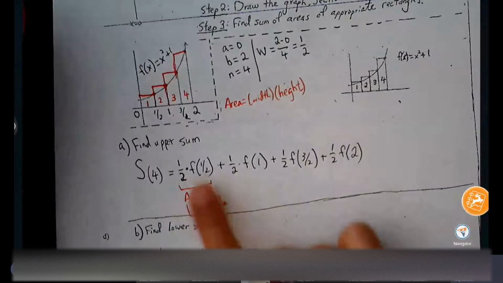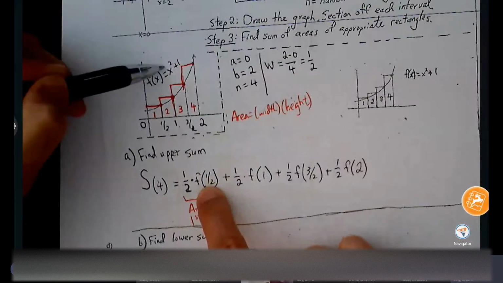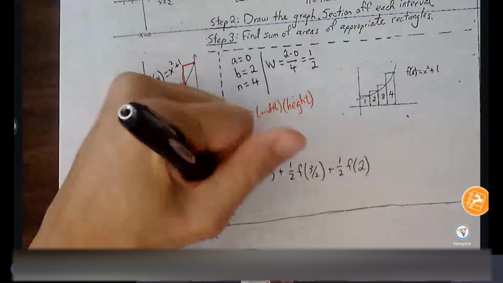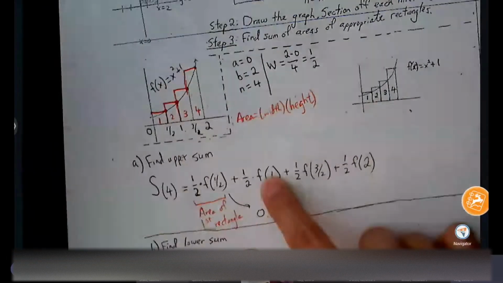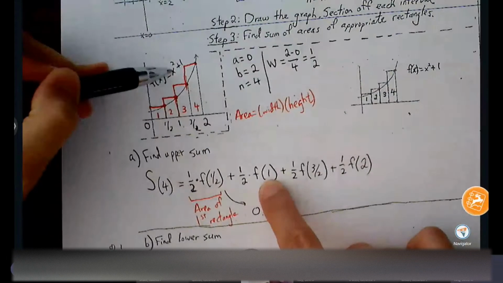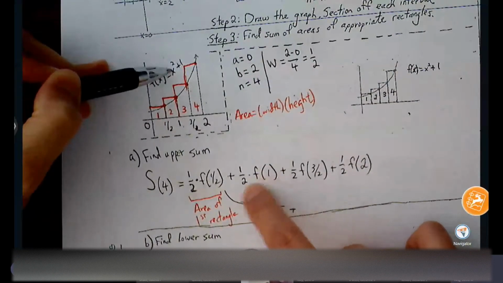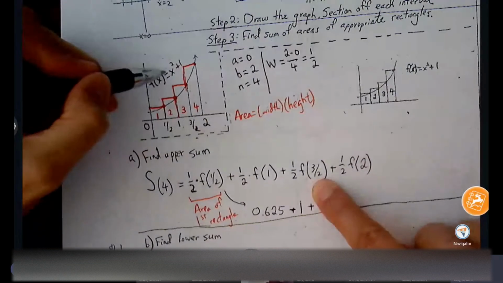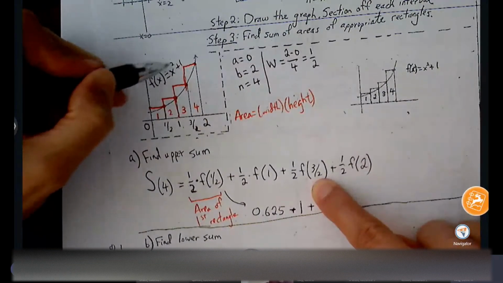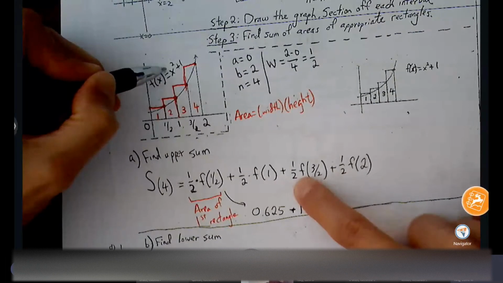Okay, we'll make the calculator do the work for us here. If I plug 1/2 in for x, I get 1/4 plus 1, which is 1.25. 1.25 times 1/2 will give me 0.625. Okay, f of 1, 1 squared plus 1 is 2. 2 times 1/2 is just 1. f of 3/2, that's 1.5 squared plus 1. That will give me 3.25 times 1/2. That will give us 1.625.